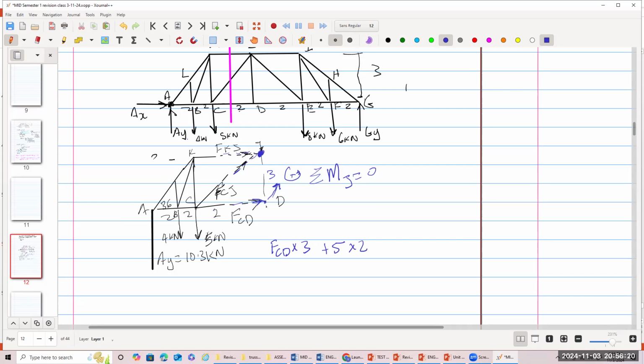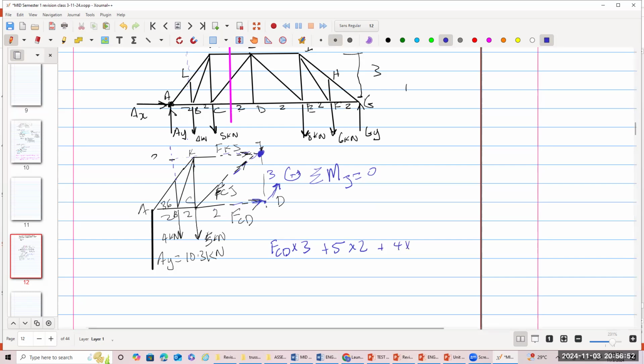What about the 4? What's the perpendicular distance of the 4 kilonewton force? Anyway you want to look, whether you look up here, what is the distance? It must be 4, because KJ is 2 and the distance right here is also 2. So it is going to be plus again, 4 times 4. Do you see that it is 4?